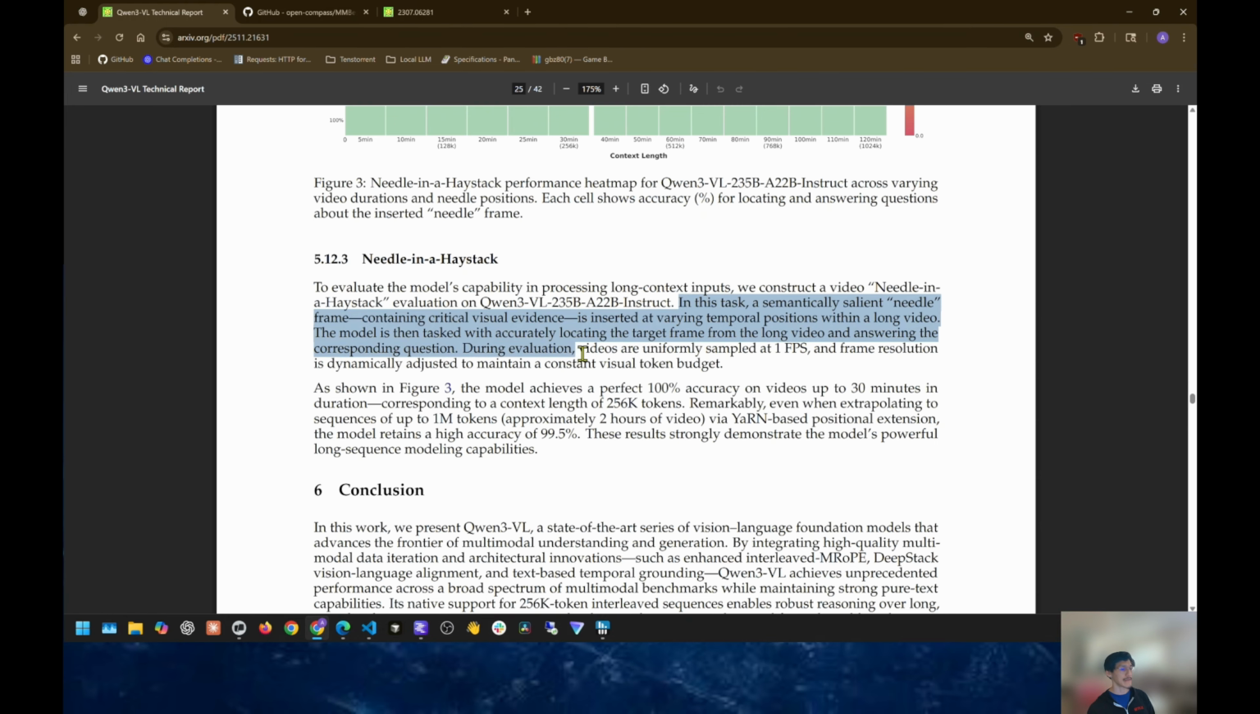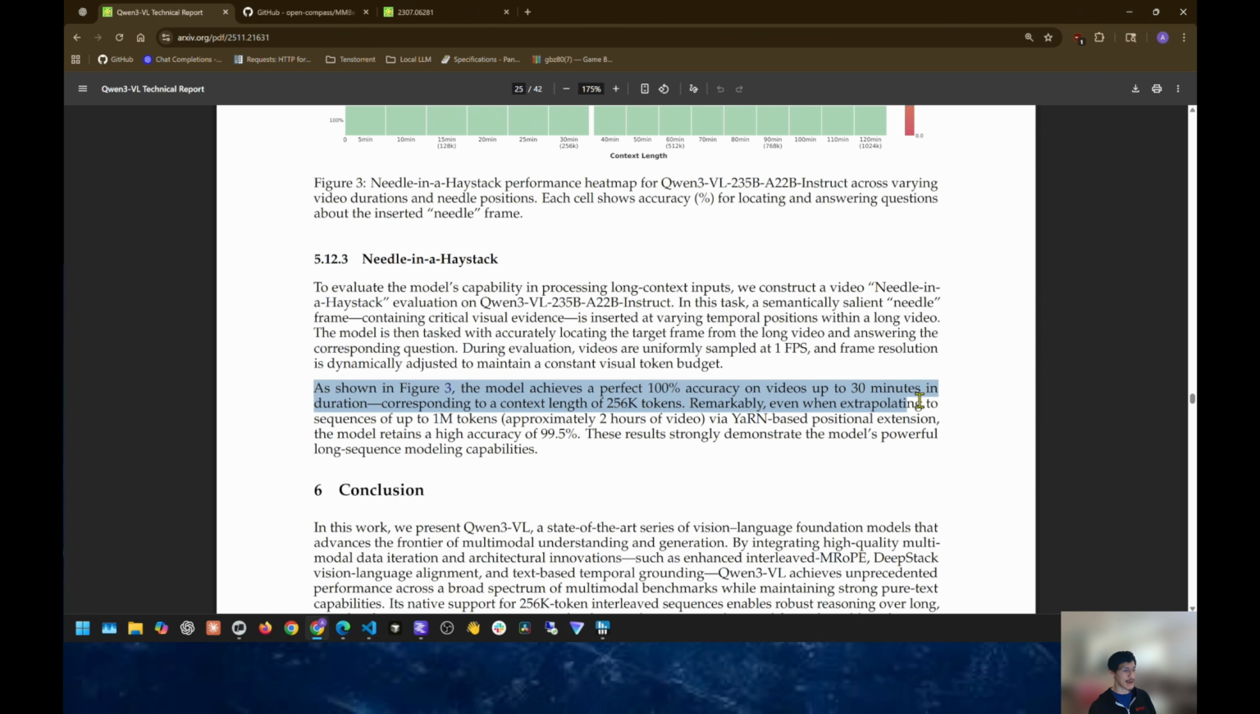During evaluation, videos are uniformly sampled at 1 FPS and frame resolution is dynamically adjusted to maintain a constant visual token budget. As shown in Figure 3, the model achieves a perfect 100% accuracy on videos up to 30 minutes in duration, corresponding to the context length of 256K tokens.